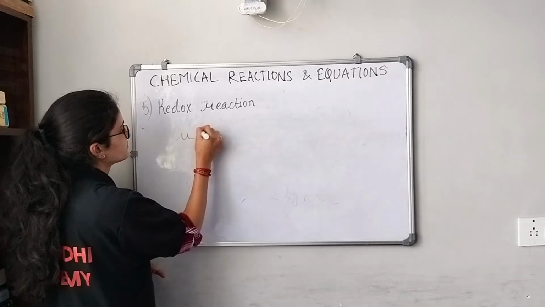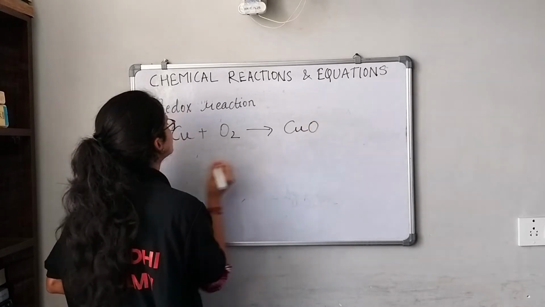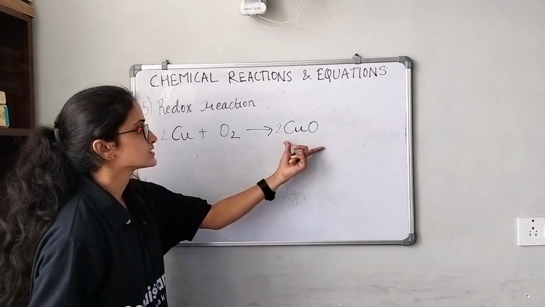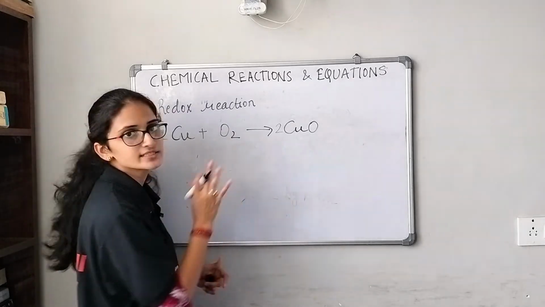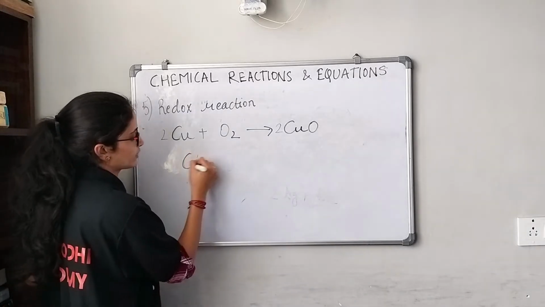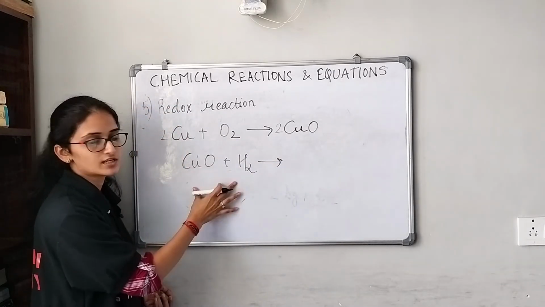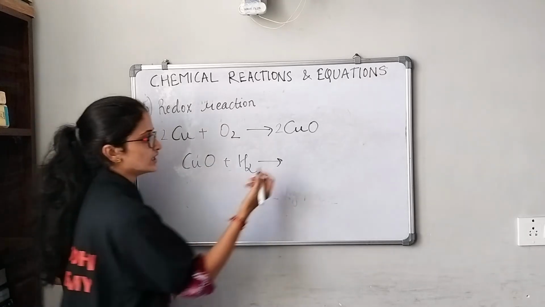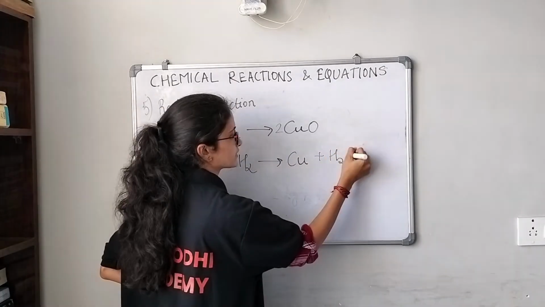So copper, when it reacts with oxygen, gives copper oxide. This is the coating which we get on copper after oxidizing. So this is the oxidation reaction. Next, when that copper oxide with the black coating is treated with hydrogen, or when hydrogen gas is passed over the product, the copper oxide will again gain a brown color and turn to copper, plus water is released.